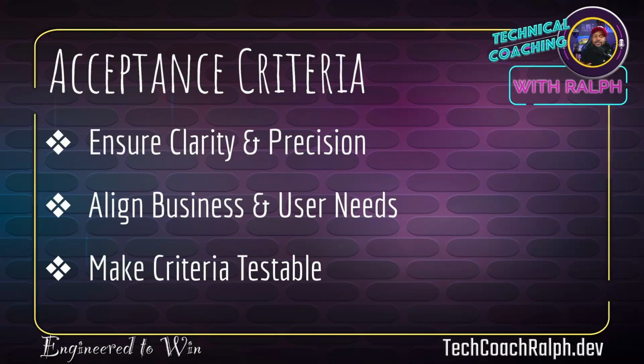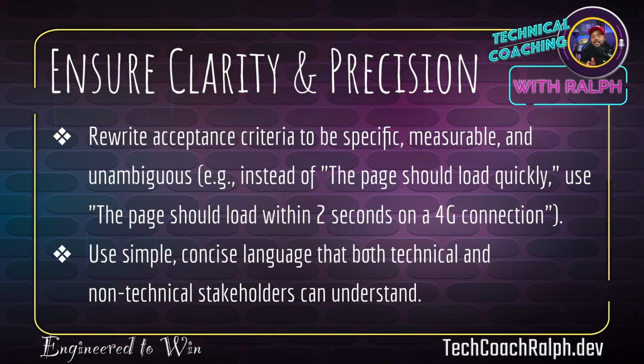Next up, acceptance criteria. Ensure clarity and precision. Align business and user needs and make criteria testable. I can't emphasize this enough. It has to be testable, because if it's not, how do you know if it works or not? So ensure clarity and precision. Rewrite acceptance criteria to be specific, measurable, and unambiguous. You shouldn't be like, huh? I don't know what that means. Instead of the page should load quickly, use the page should load within 2 seconds on a 4G connection. Make sense?